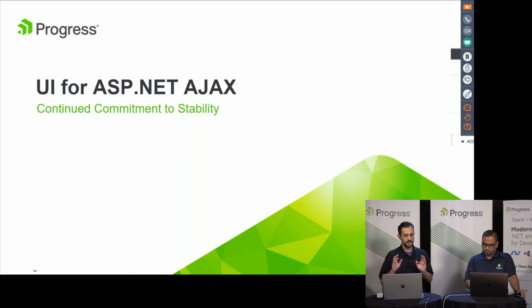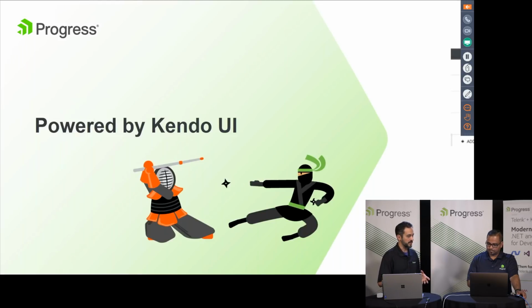Yep. So on the ASP.NET Ajax side, we focused on continuing our commitment to stability. It's a very stable product already, but we're constantly crushing bugs. People give us a lot of feedback on those components and things they've had issues with, and we're taking care of all those issues. One of the things that we've done is we've updated the client-side code, which is actually Kendo UI. So we've updated it to the latest versions of Kendo UI.